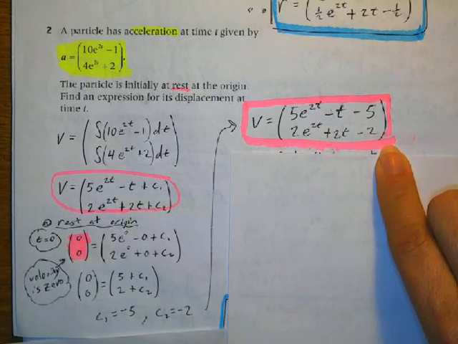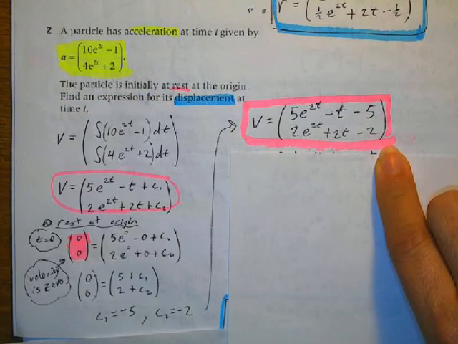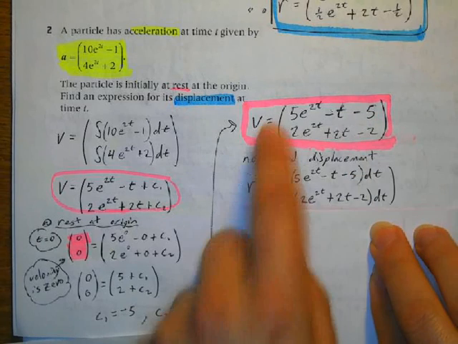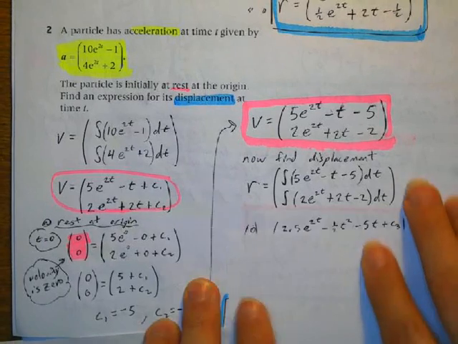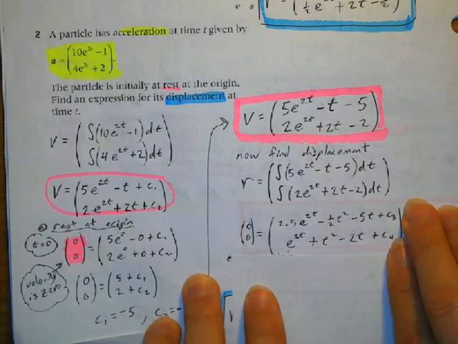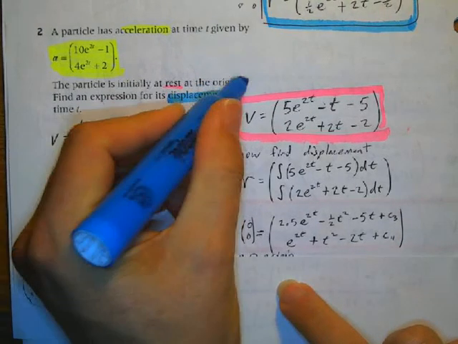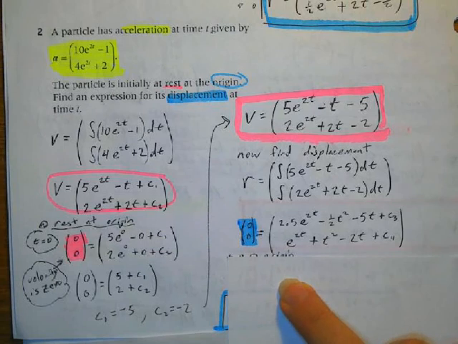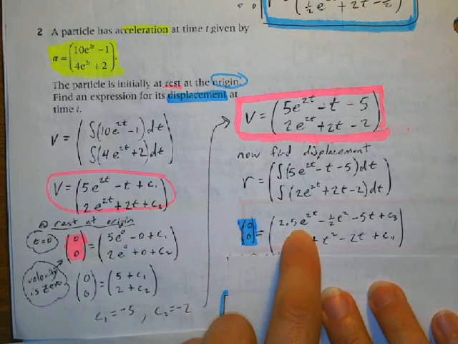Okay, now we're trying to figure out the displacement vector. To figure out the displacement vector, I need to take the antiderivative of this answer. If I take the antiderivative of this answer, we get this. It's set up to do my antiderivative. And it's at the origin. So if it's at the origin, I'm going to have this and this be 0. Okay, so the antiderivative of 5e to the 2t is 2.5e to the 2t.